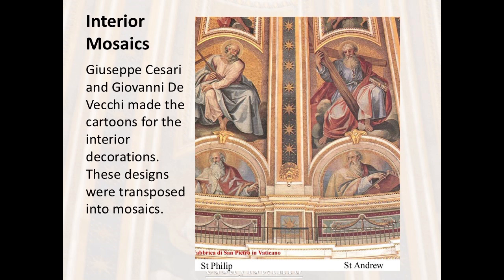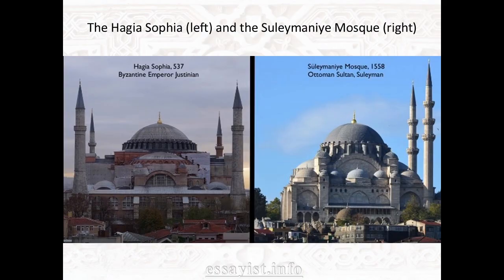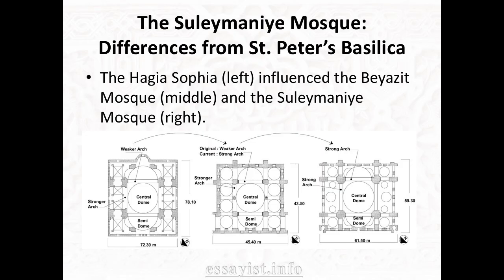So what are the differences between St. Peter's Basilica and Suleymaniye Mosque? Well, the Suleymaniye Mosque was constructed by Mimar Sinan, the chief architect of the Ottoman Empire for half a century, that is, from 1538 to 1588. The juxtaposition of the layout plans for the Hagia Sophia, the Bayezid Mosque and the Suleymaniye Mosque clearly shows the influence of the Hagia Sophia on the later designs.